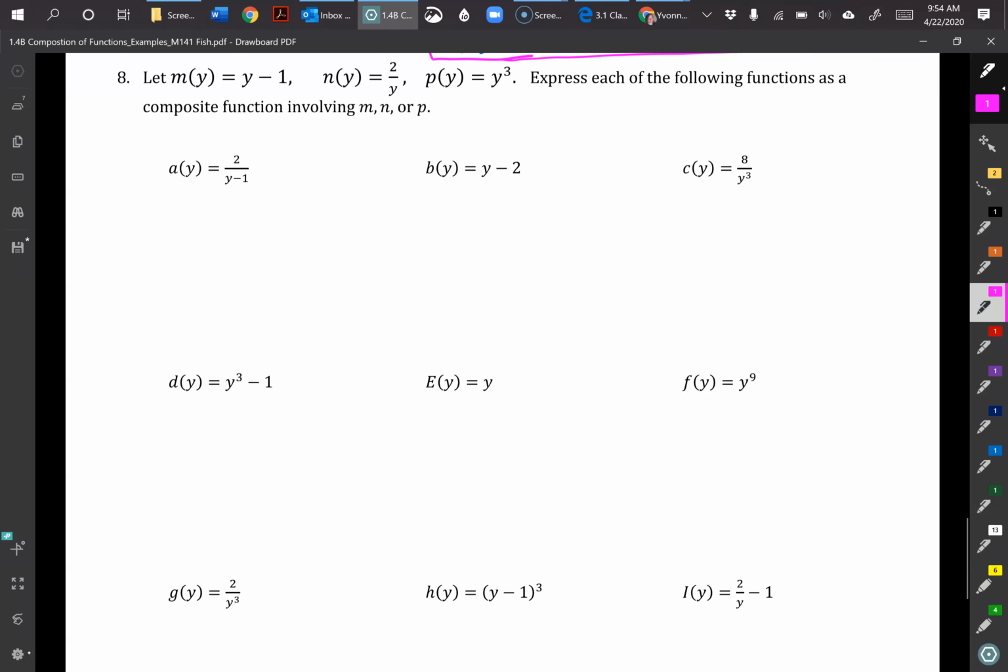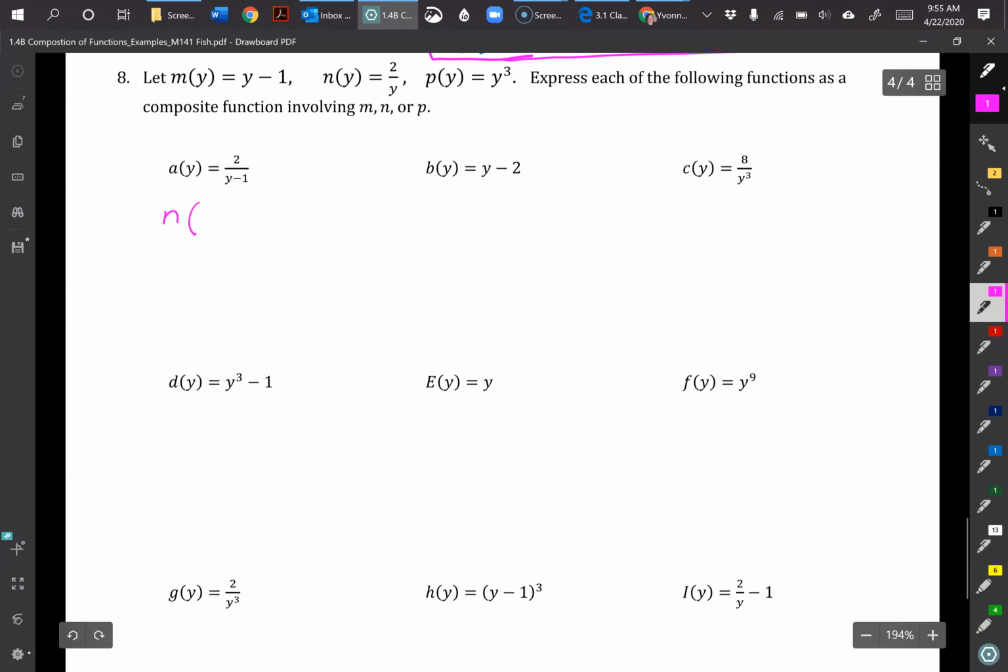So the tip is, if I have something that starts with a fraction, I'm probably going to need to use something with the fraction in it. I also have a y minus 1 involved. So this one's going to have m and n somehow. So let's try to figure out which one works. If I end up with this, I'm probably going to need my n of y as my outer function. So let's just test and see.